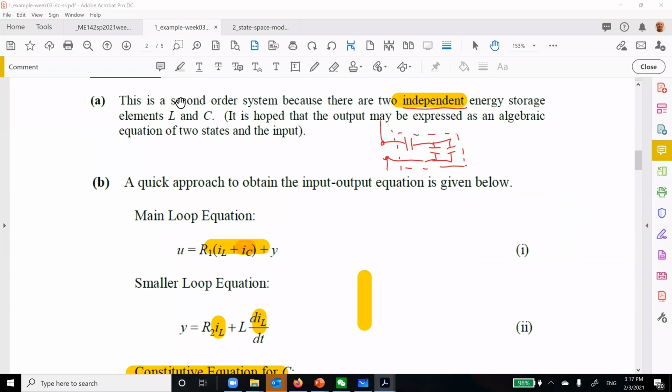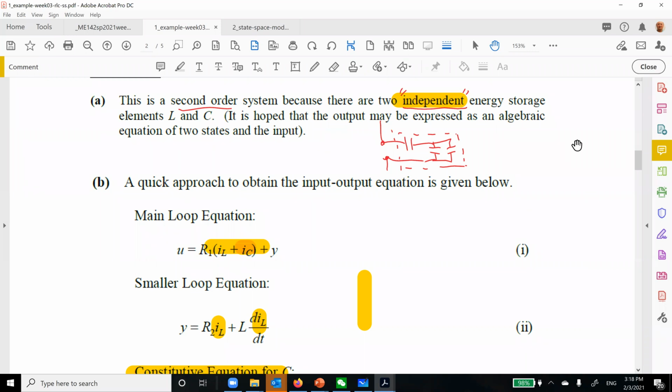So it's a second order. It's a second order, okay, second order. Because you have two, the most important term here is independent energy storage elements, okay? So how to do this differential equation? This is not very hard, okay?